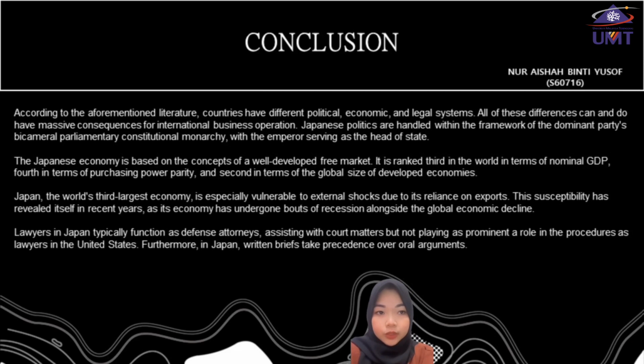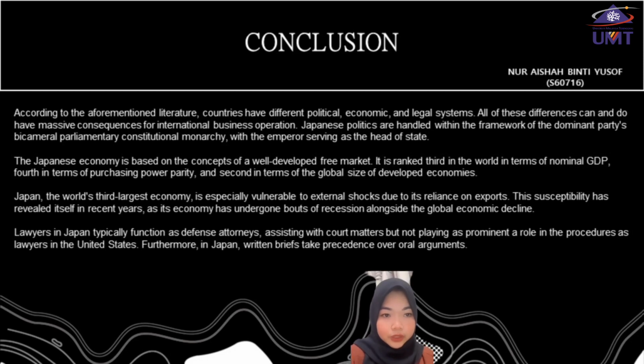The Japanese economy is based on the concept of a well-developed free market. It is ranked third in the world in terms of nominal GDP, fourth in terms of purchasing power parity, and second in terms of the global size of developed economies. Japan, the world's third largest economy, is especially vulnerable to external shocks due to its reliance on exports. The worldwide economic crisis caused by the COVID-19 pandemic has had a substantial influence, but the country's economy is expected to return in 2021 with a projected rise of 2.6% according to the IMF, due to strong exports, public consumption, and investment.